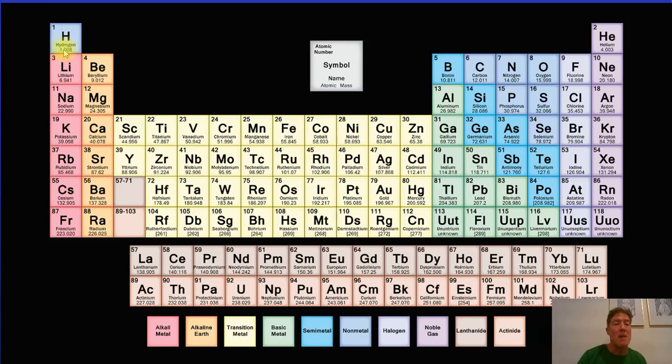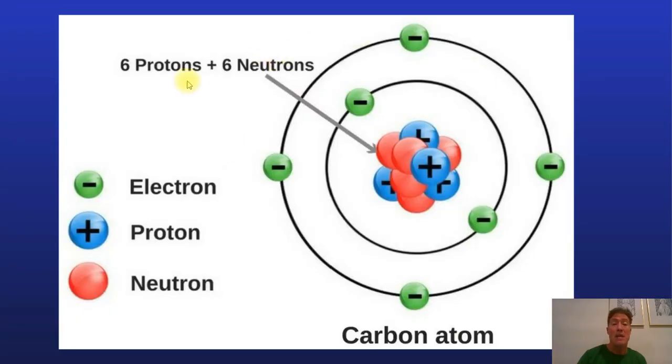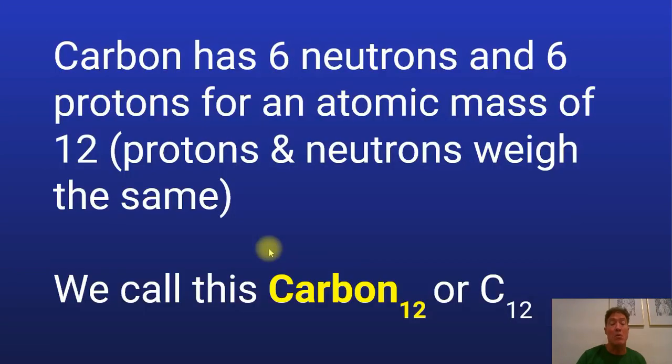So this is the atomic mass of hydrogen, just over 1. This is the atomic mass of boron, 10.8. This is the atomic mass of carbon, 12. And this is because carbon is built out of 6 protons and 6 neutrons, and so that's basically the weight of carbon, 12, the weight of the protons and neutrons.